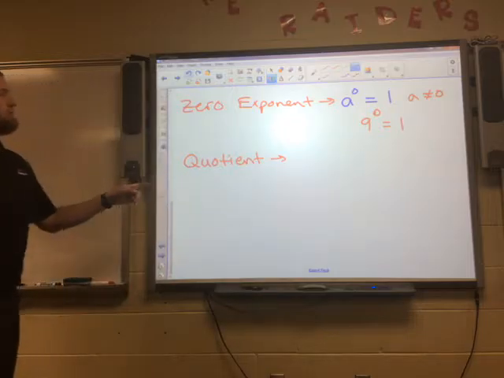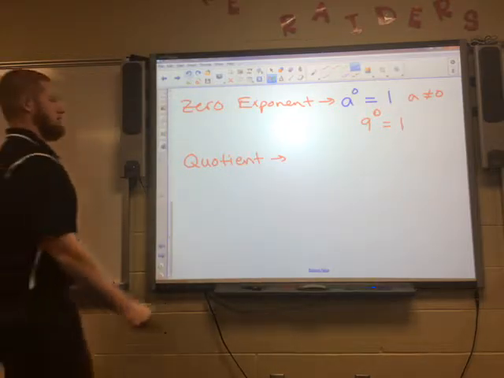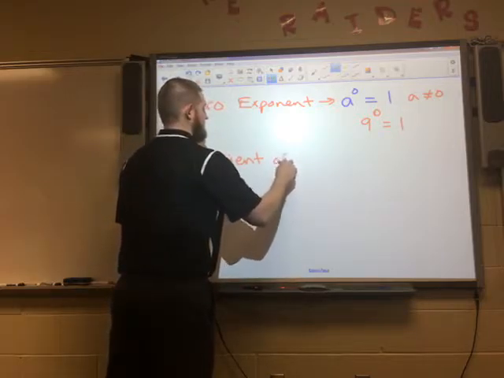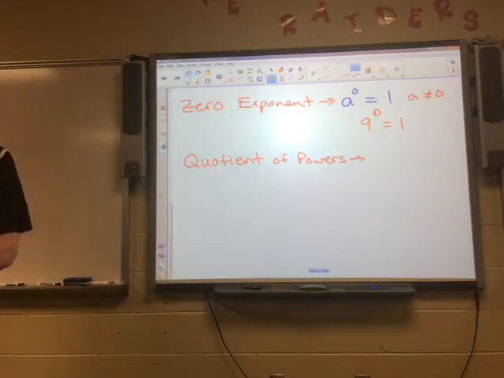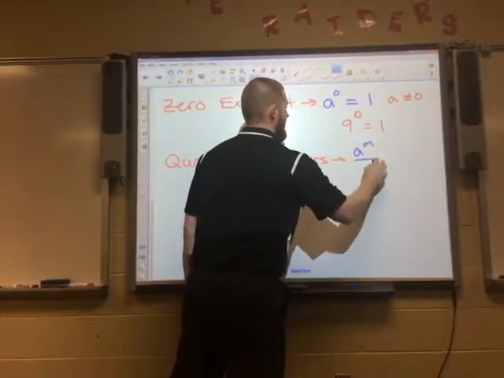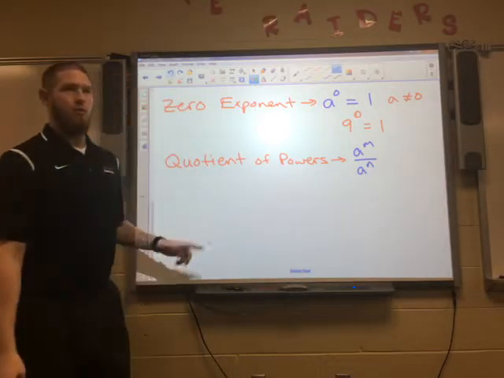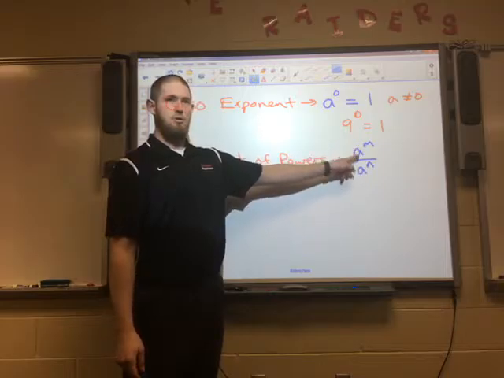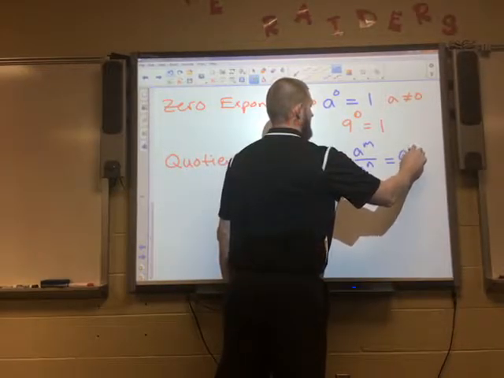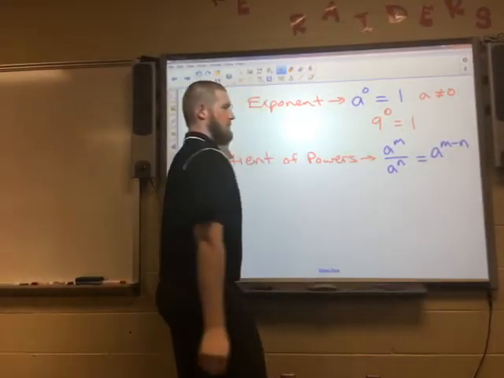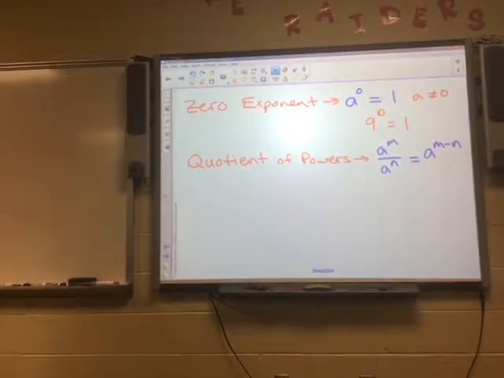Okay. Alright, quotient power. Or actually, it says quotient of powers. Quotient means what? What are we doing if we have a quotient? We're dividing. Okay, so you have a to the m divided by a to the n. Notice this only works if these are the same. Okay, if that was an a and that was a b, this doesn't work. But this is going to be equal to a to the m minus n. So when you're dividing, you subtract. Up above, when we multiplied, we added.